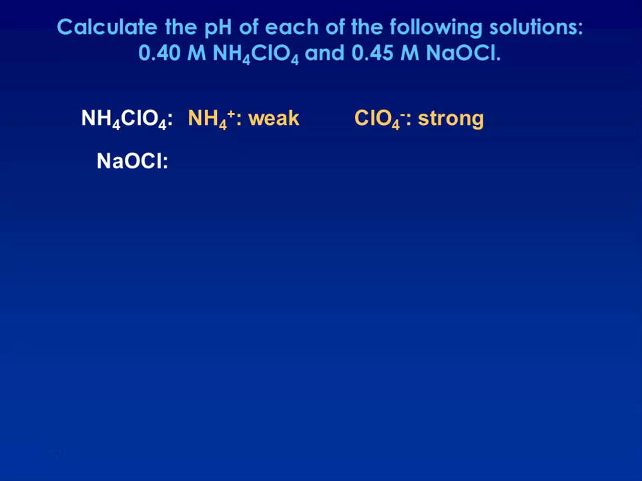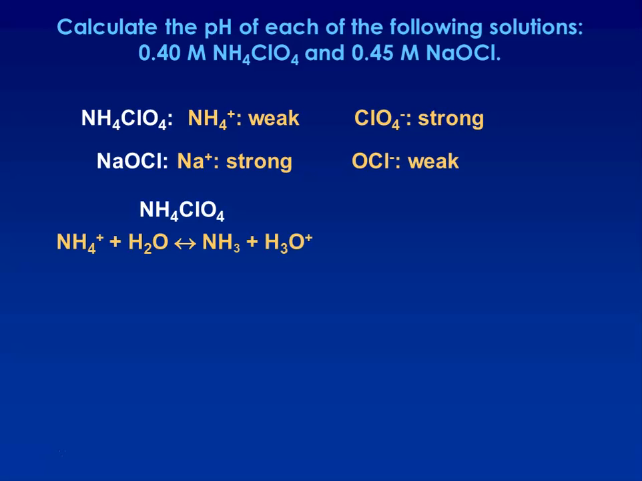With NaOCl, the sodium, that alkali metal, is not going to have any impact on my pH because it's coming from a strong base, but the OCl minus is coming from HOCl, which is a weak acid, so this particular salt would be basic. If I start with NH4ClO4 and I write an equation showing how NH4 plus can combine with water to produce hydrogen ions, it's acting as an acid, it's going to donate its proton, that would leave me with NH3 and the hydronium ions.